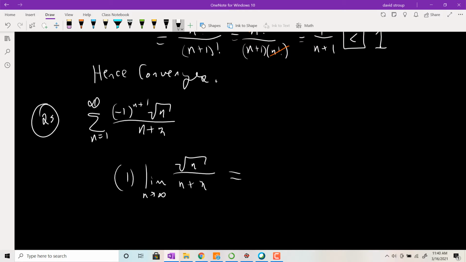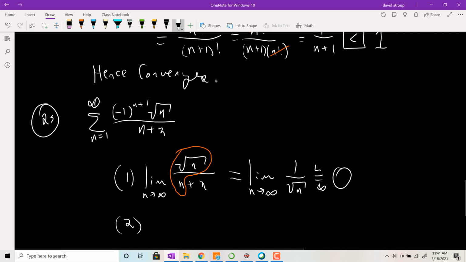This is an infinity over infinity, but it's kind of one of those polynomial types. So you could just look at the ratio of square root of n over n and figure out that limit, and they'll have the same limits. Square root of n over n is the same as 1 over square root n. And then as n goes to infinity, that will be 1 over infinity, so that will be 0.